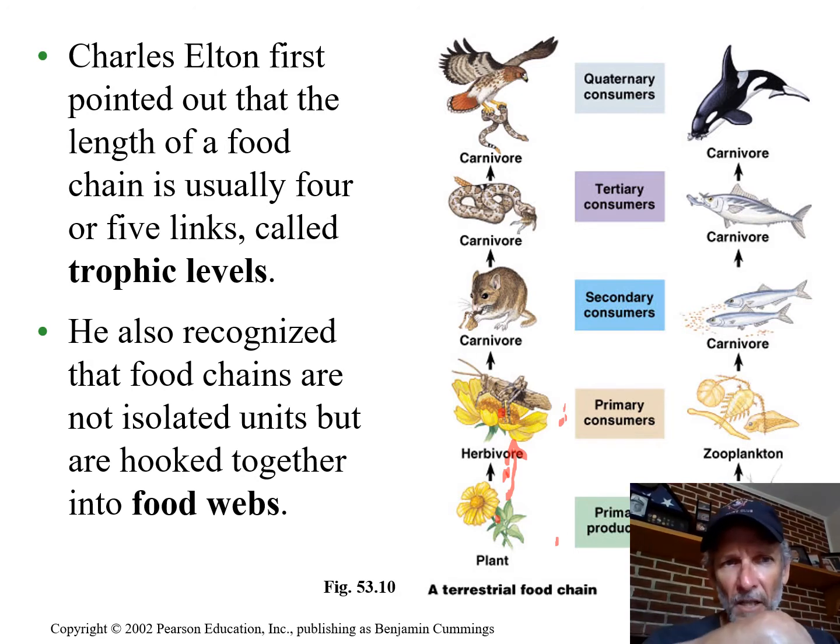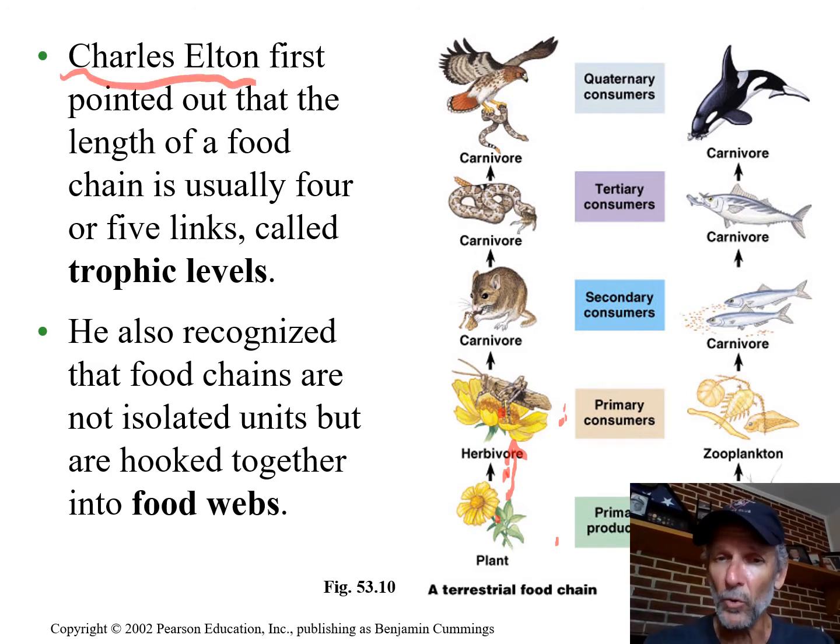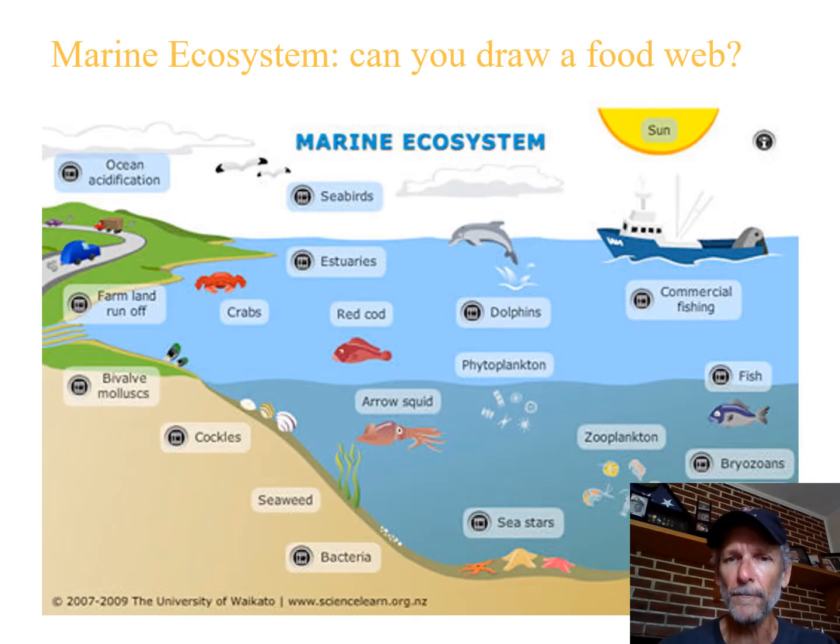This guy is like the father of ecology. He first figured out the reason, which we'll come to later, why these food chains are usually only 3 or 4 or 5 links long, why they're not 50 links long.